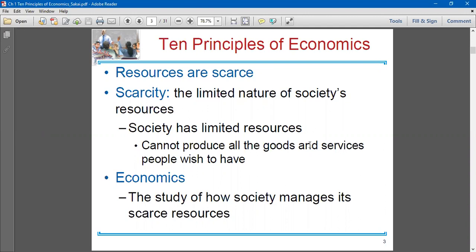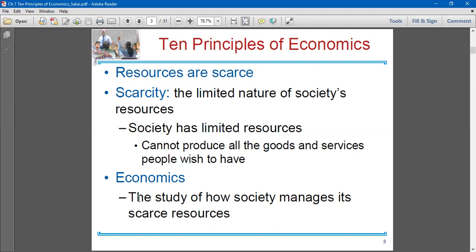So now, because we are unable to produce all the goods and services that we want, we need to know how to manage these resources so that we will only produce the goods and services that are needed. We won't waste our resources at all. We need to know the quantities of these goods and services that we have to produce and who exactly is going to produce them. Whom are we producing them for? So you see, these are the things that economics is concerned about. So economics just studies how we manage our scarce resources.